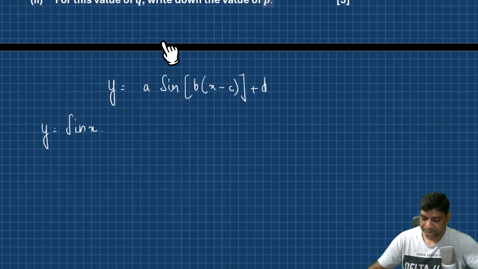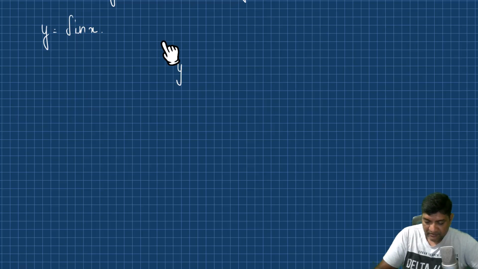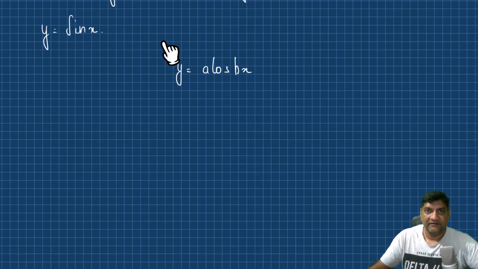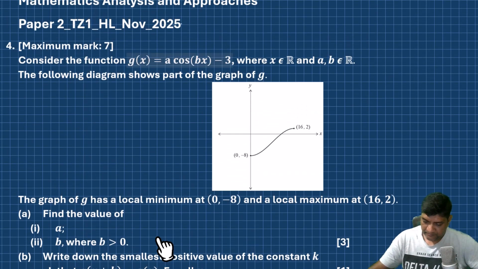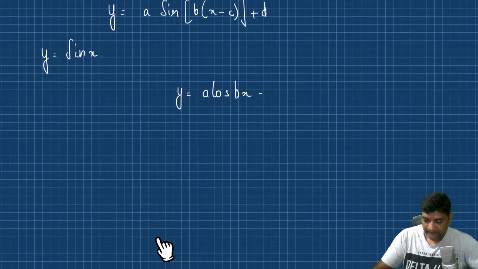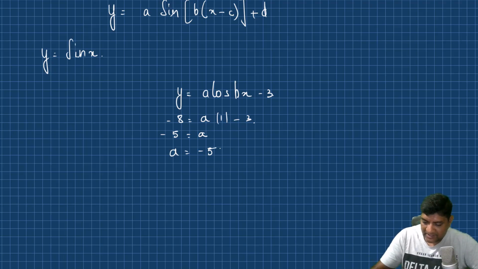Let's actually do that. So I have y is equal to a cos bx minus 3. And the point that it's passing through is (0, minus 8). So minus 8 is going to be equal to a cos 0, cos 0 is going to be a 1, minus 3. And from here, you can see that I'll have minus 5 equal to a. So the value of a is negative 5. Done. So I can write the equation now as y is equal to minus 5 cos of bx minus 3.